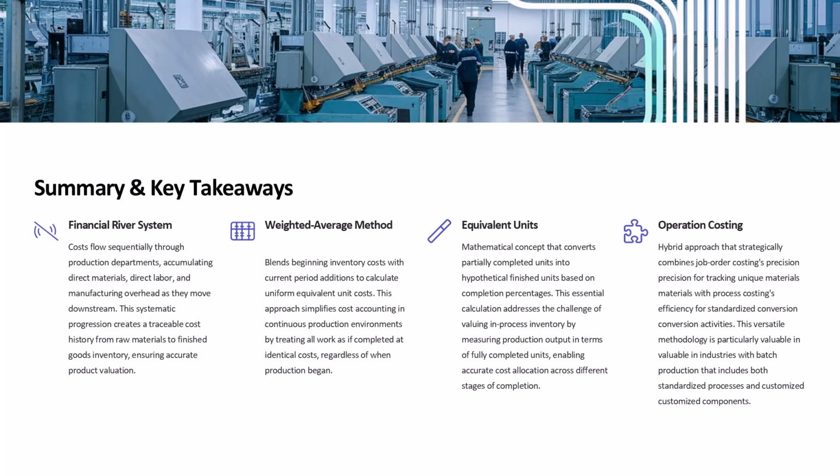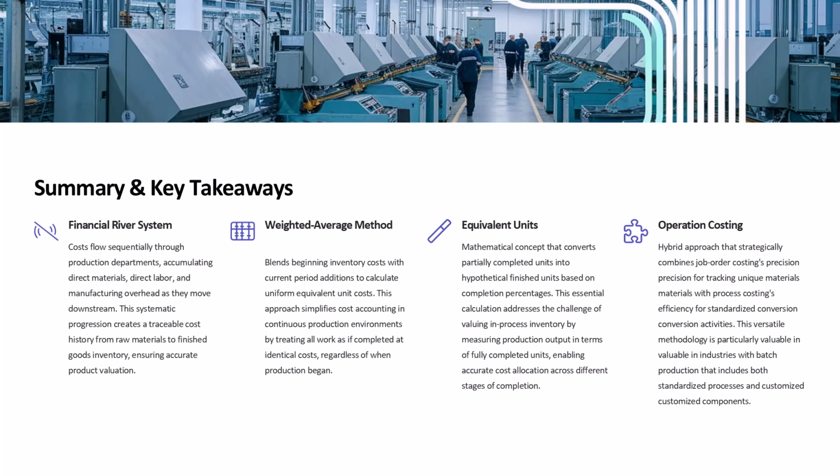at each stage. The weighted average method creates a practical approach to handling partially completed units, blending beginning inventory costs with current additions to calculate uniform costs per equivalent unit. Picture a company like Kimberly-Clark applying this methodology to its continuous production of paper products, creating consistent, stable cost information, despite having work in process at every period end.